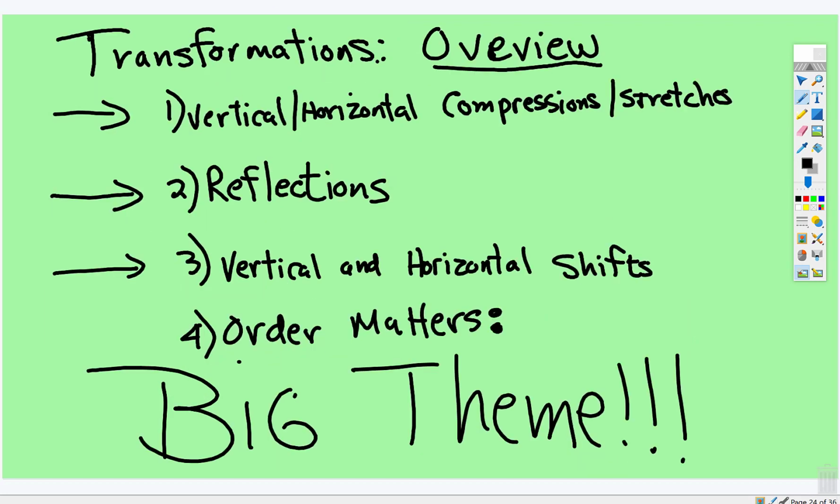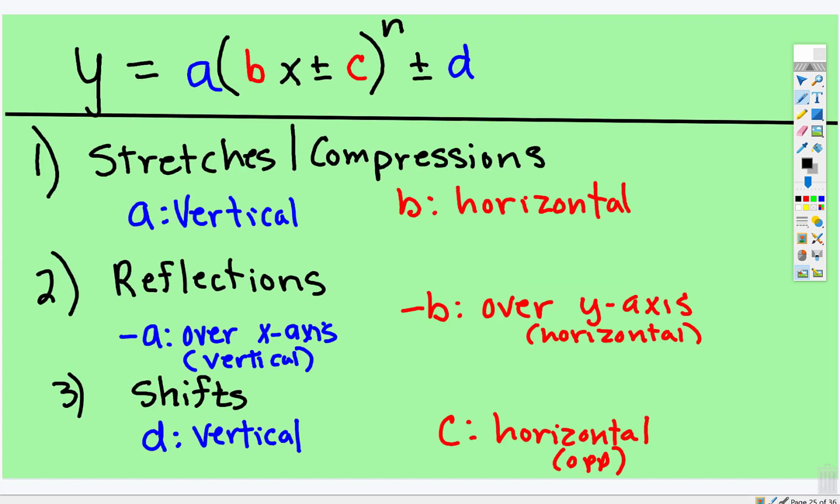All right, so stretches and compressions, remember, that's what you're going to take care of first. There's vertical and there's horizontal. Notice I have them color-coded. Everything that impacts the height of a function is color-coded in blue, and anything that impacts the left and right movement of a function, or what appears to be left and right, that's color-coded in red, so horizontal. So on the outside of parentheses, vertical, on the inside of parentheses, horizontal.